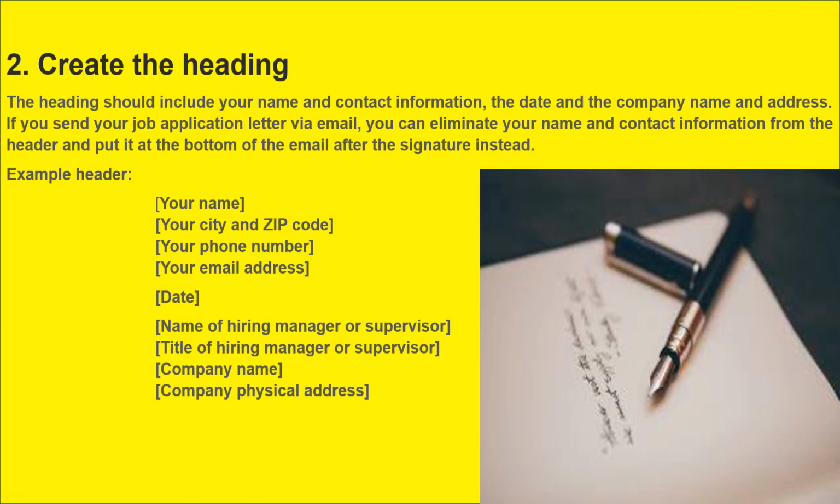Well, the second step is create the heading. The heading should include your name and contact information, the date, and the company name and address. If you send your job application letter via email, you can eliminate your name and contact information from the header and put it at the bottom of the email after the signature instead.